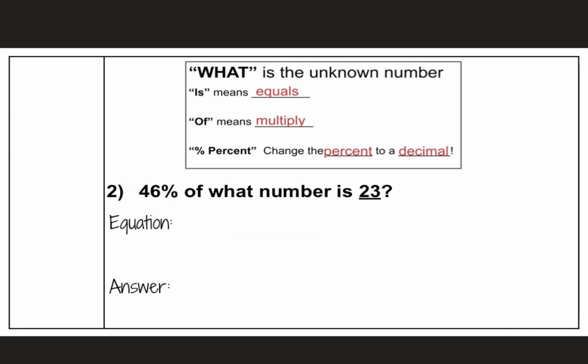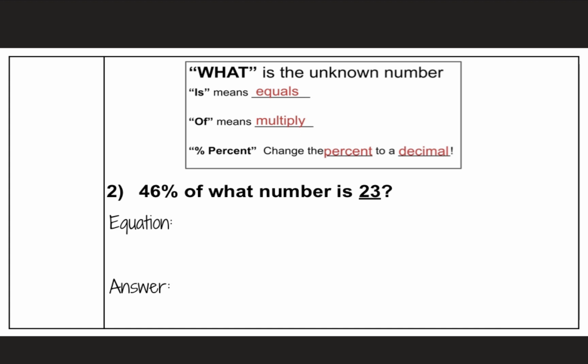We have 46% of what number is 23? When you just read it, it's like, what? That's why we have these keywords. And that's why we're going to write an equation. We could set it up in our proportion too. Absolutely. There's all different kinds of ways. It's called using our number sense skills.